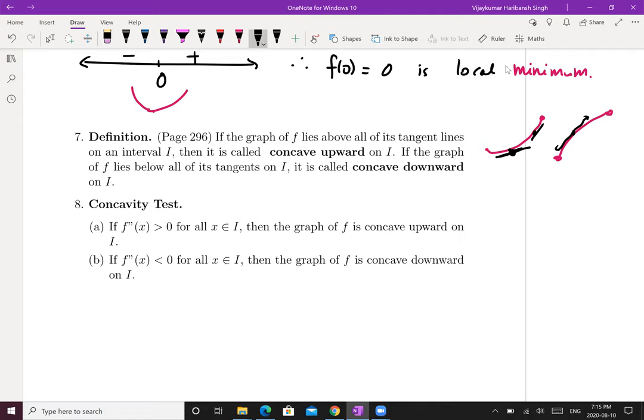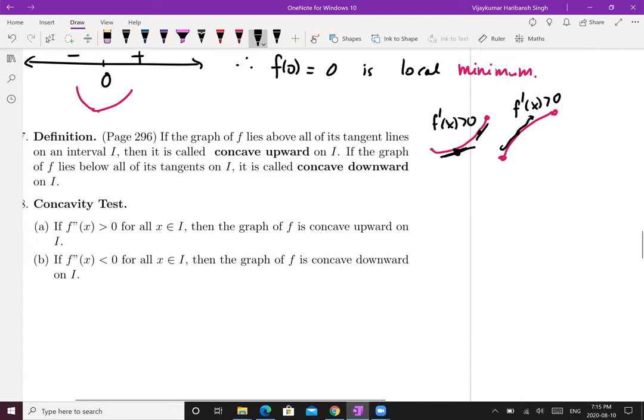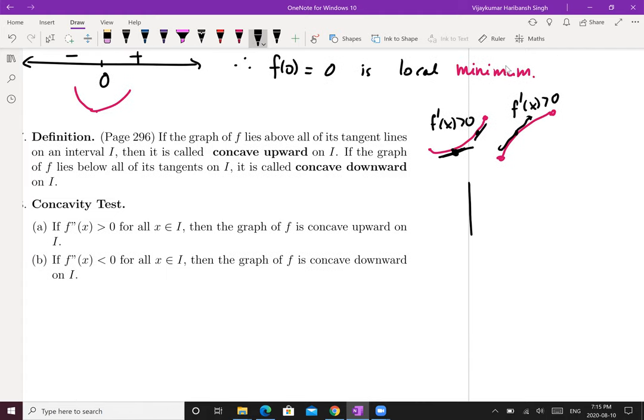Now note that the first derivative in both the cases is positive. Why? Because the function is increasing. So the function is increasing, the first derivative is positive. So how do we determine which of the cases we have, how will we be able to capture this scenario? So notice the following. First, let's look at the following graph.